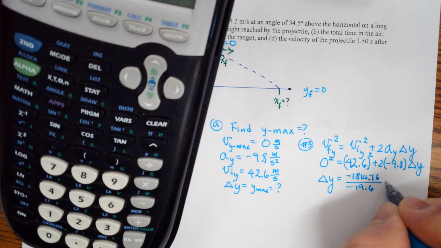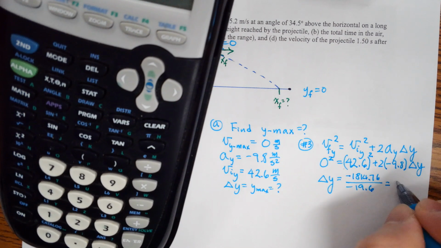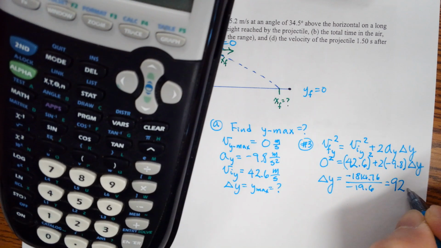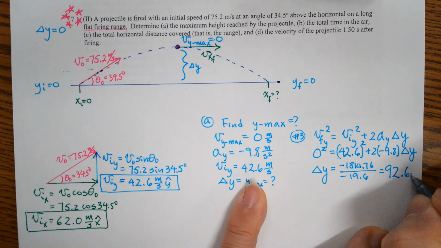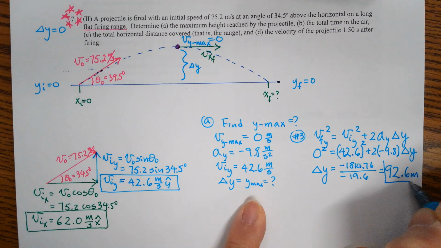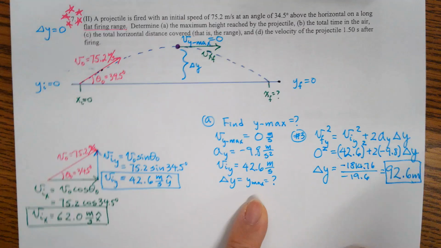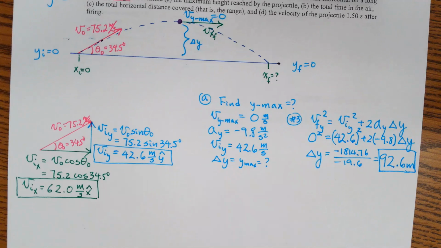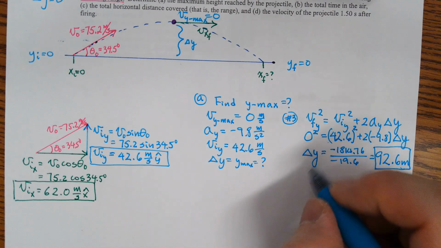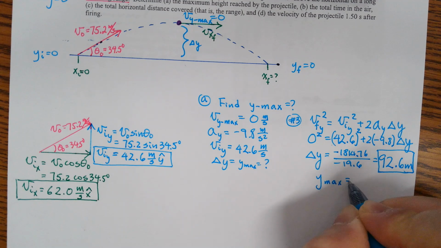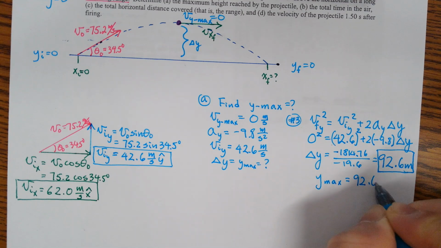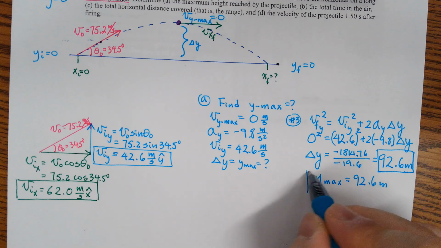And then your delta y comes out to 92.6 meters. So that's the highest it's going to go. So y max is equal to 92.6 meters. And that is from the ground.